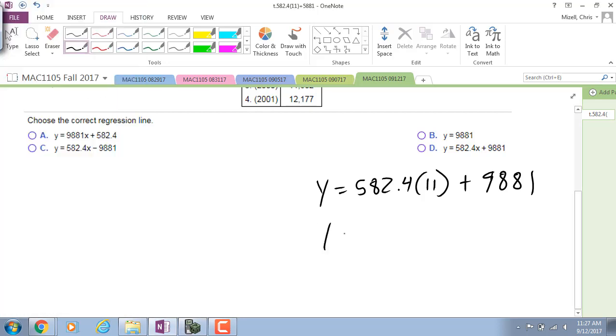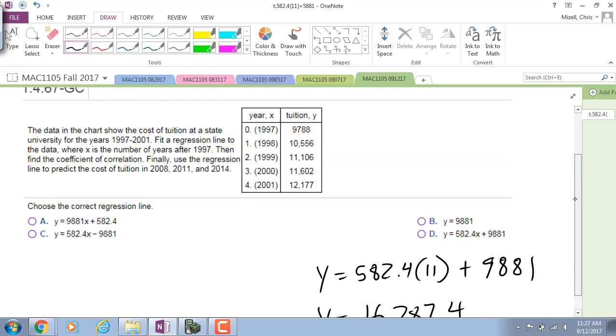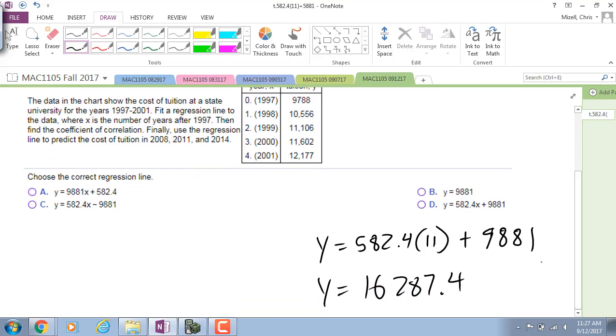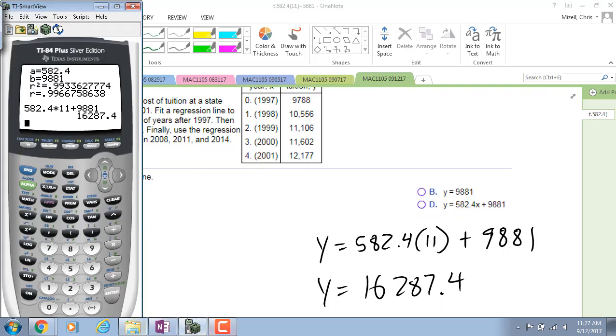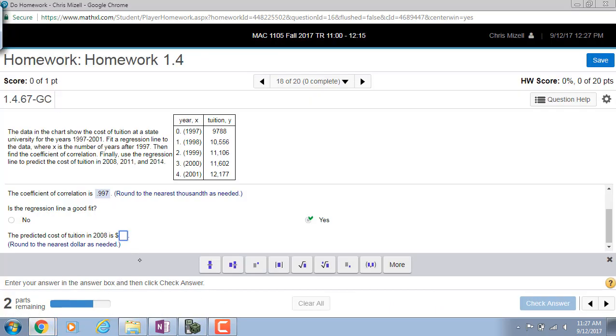$16,287.40. To the nearest dollar. There we go. And that's probably a lot more precision than is actually warranted. I would think to the nearest $1,000 would make more sense for an example like this, but we'll go to the nearest dollar.